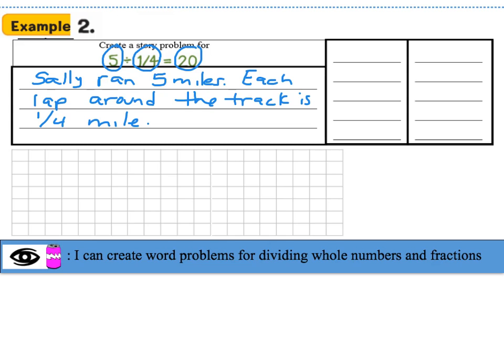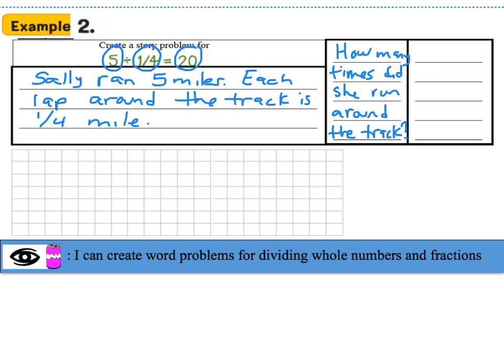Now I want to ask myself a question about that. The question will be, how many times did she run around the track? So she ran a total of 5 miles total. She ran around the track a certain amount of times, but each time around the track was 1/4.